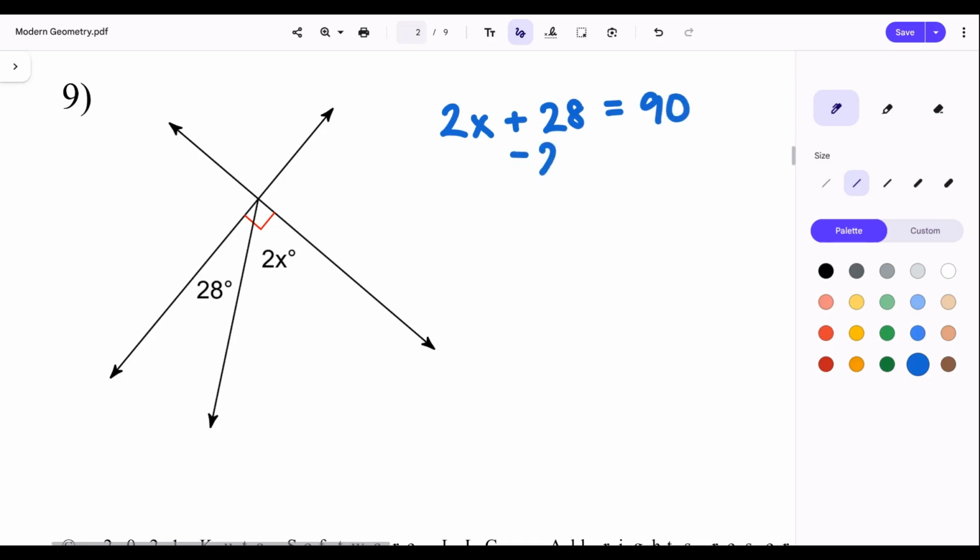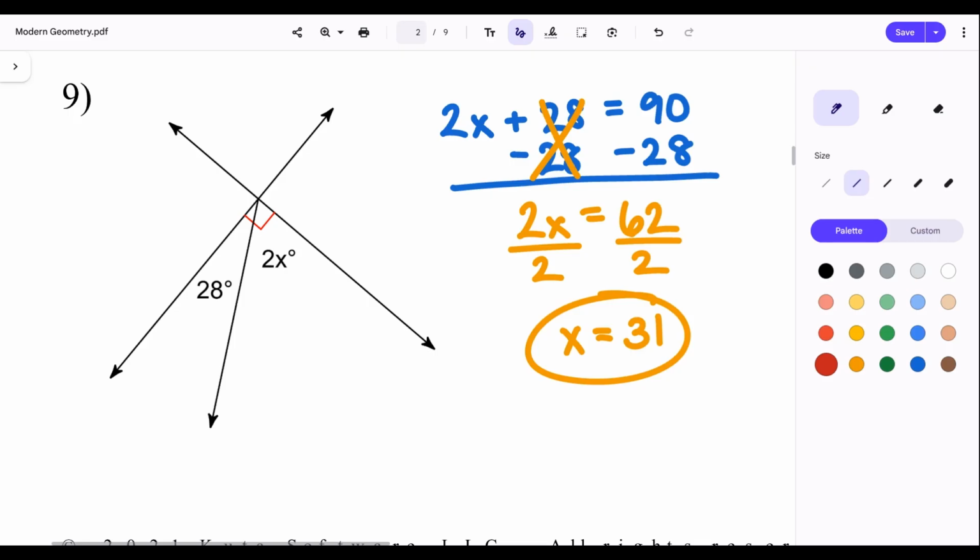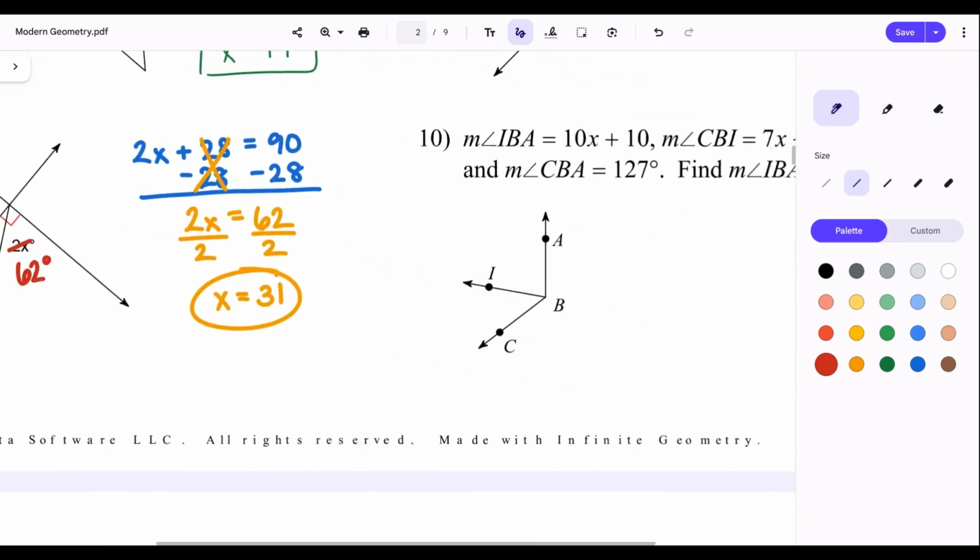And then I would have subtracted 28. I bring down my 2x. It's now equal to 62. I divide by 2, and I get 31. So that's my x. And then again, if any of you went back in and checked it, if you took 2 times 31, this becomes 62 degrees. And 62 plus 28 should add up to 90. So it makes sense. All right, we've got one more here.